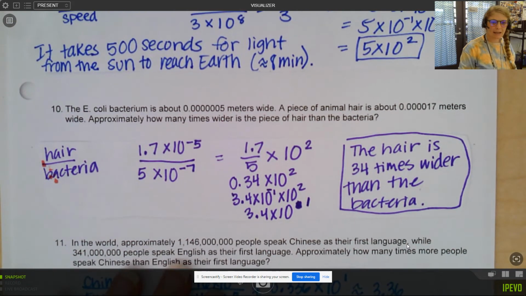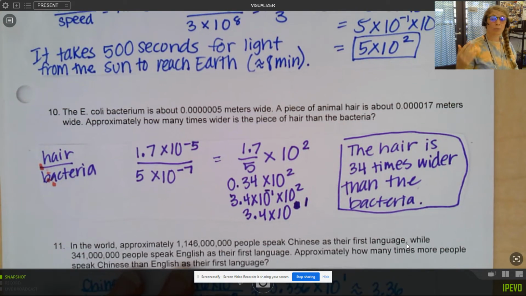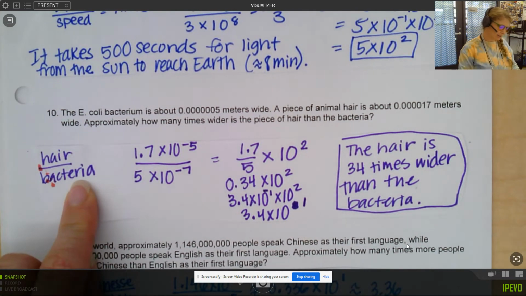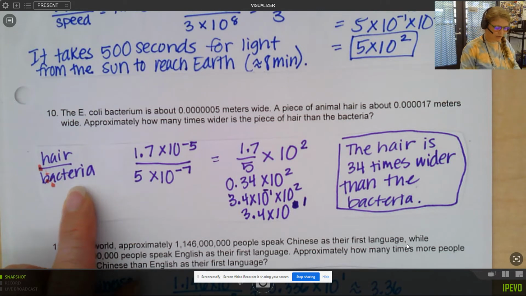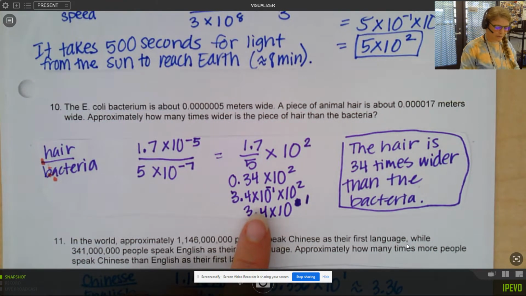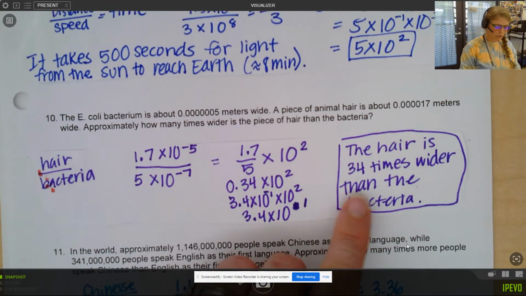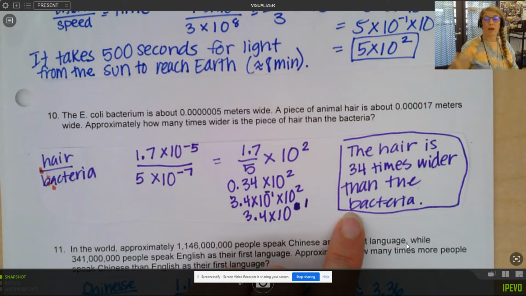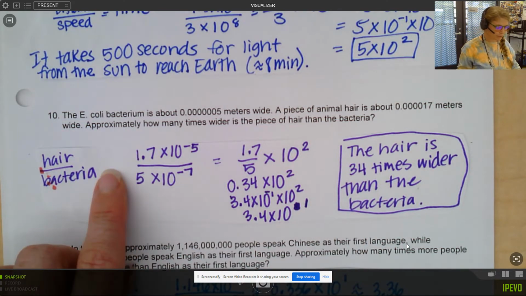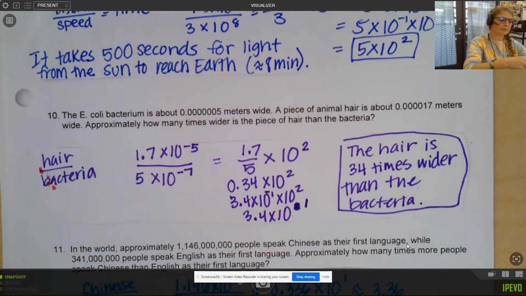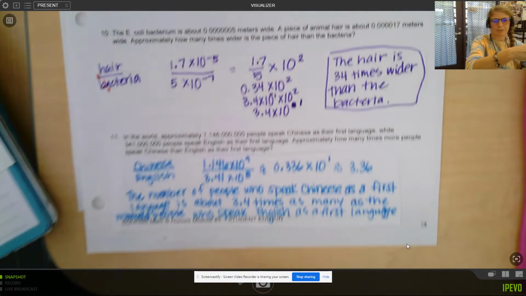Okay, so number 10, here we want to know how many times wider is the hair than bacteria. So it's going to be hair divided by bacteria. From here, I got 3.4 times 10 to the first. So the hair is 34 times wider than the bacteria. We don't say meters times wider, it's just times wider because it's meters over meters, which would cancel out to make 1. So it's just how many times wider.